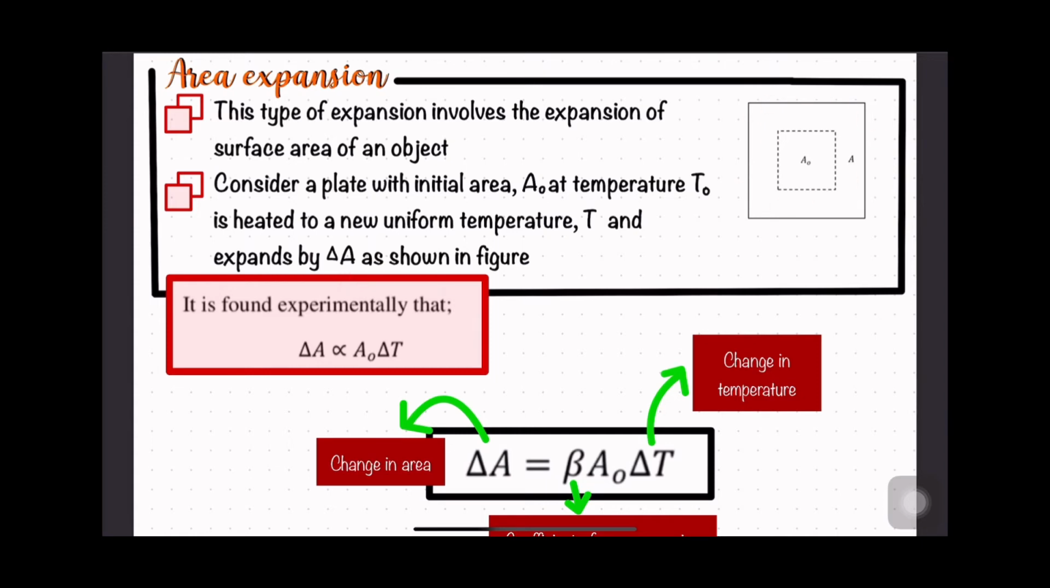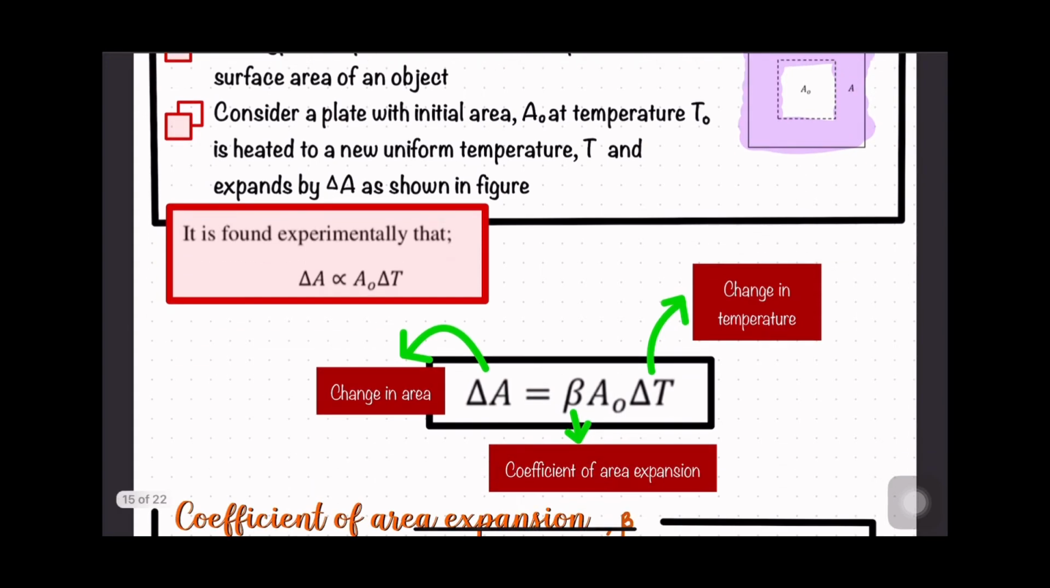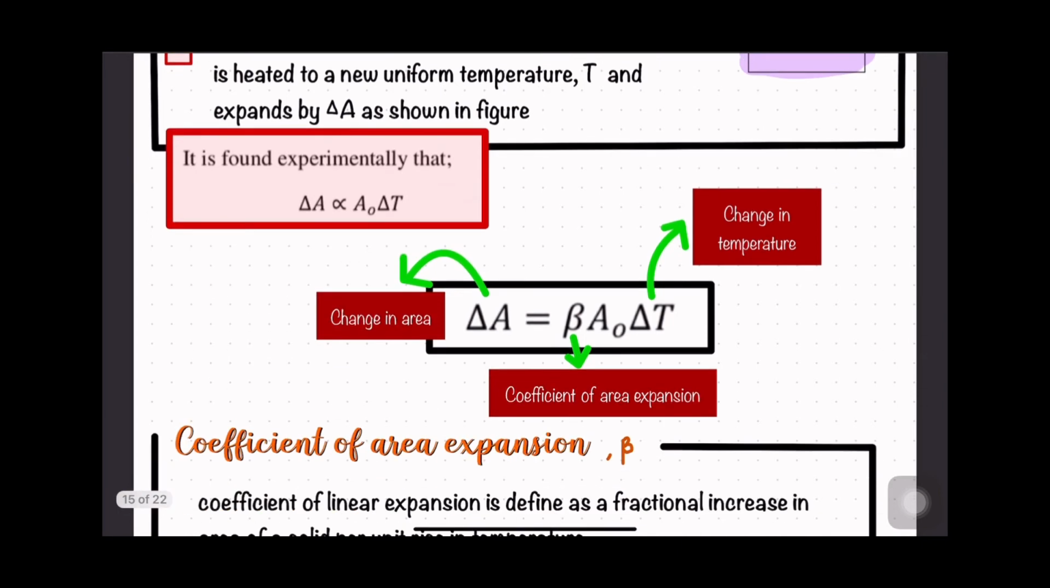Okay, so macam ni lah kalau area asal dia yang ni and then kita heated with the new temperature, so dia akan lagi expand. So bila dia expand, so dia akan dapat change of A yang ni lah. Okay, alright. So next, this is a formula for the change in area is equal to coefficient of area expansion. We call it as beta times with actual area and times with change of temperature.